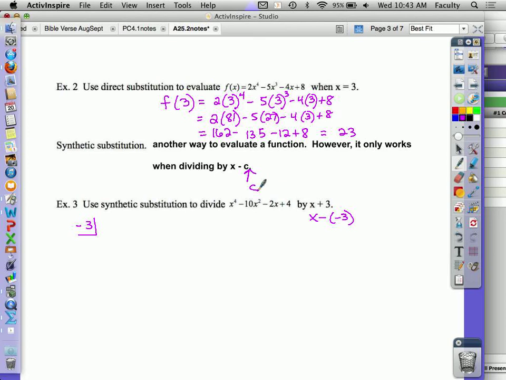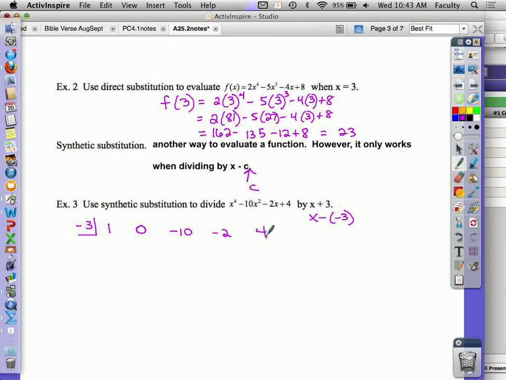So do you see C is actually a negative 3? So it goes in the box. And then what you're going to do is list the coefficients of the polynomial x to the fourth minus 10x squared minus 2x plus 4.